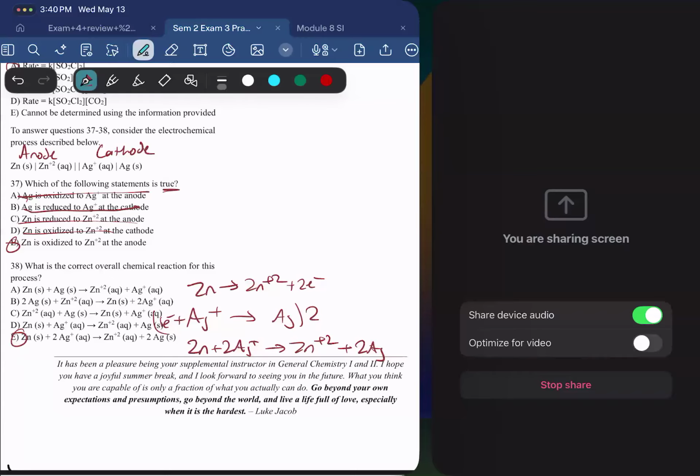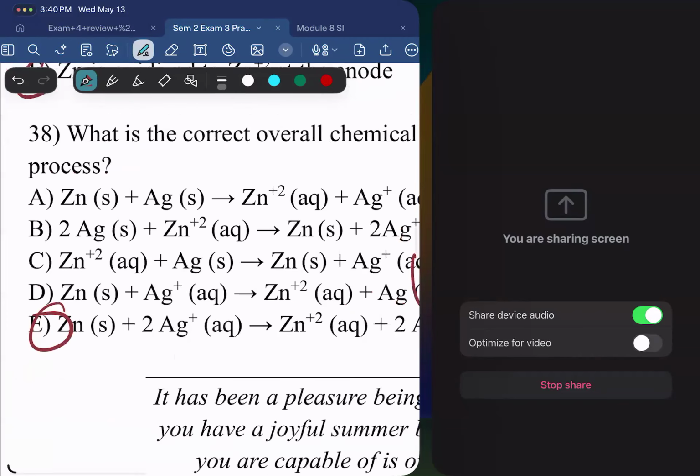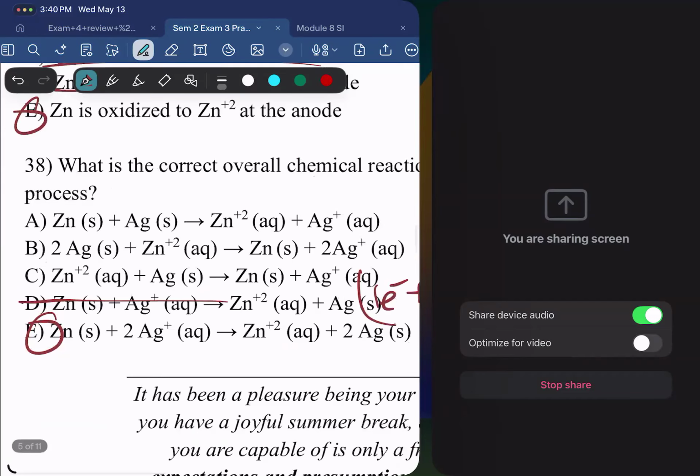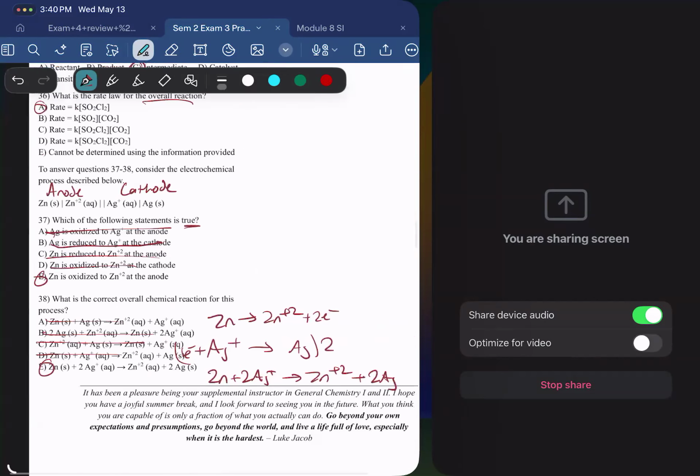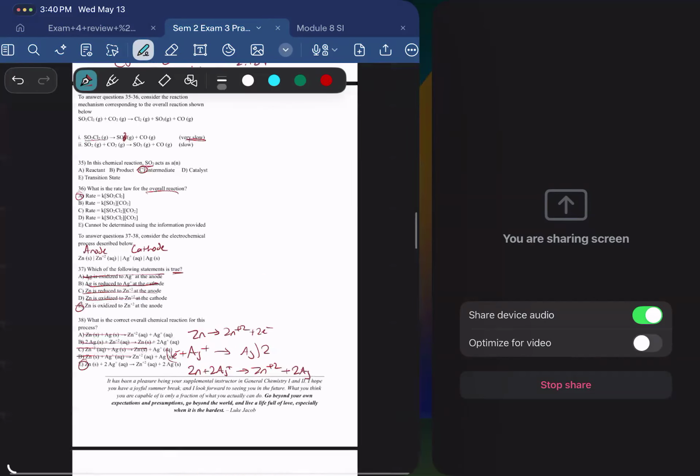You can see that it works out as well. Everything's balanced in mass and charge. The other answer choices aren't. D is not balanced in charge. C is also not balanced in charge. B is balanced in mass and charge, but it's the wrong reaction. It's the other way around. And A is not balanced in mass and charge. So that's why E is the right answer.